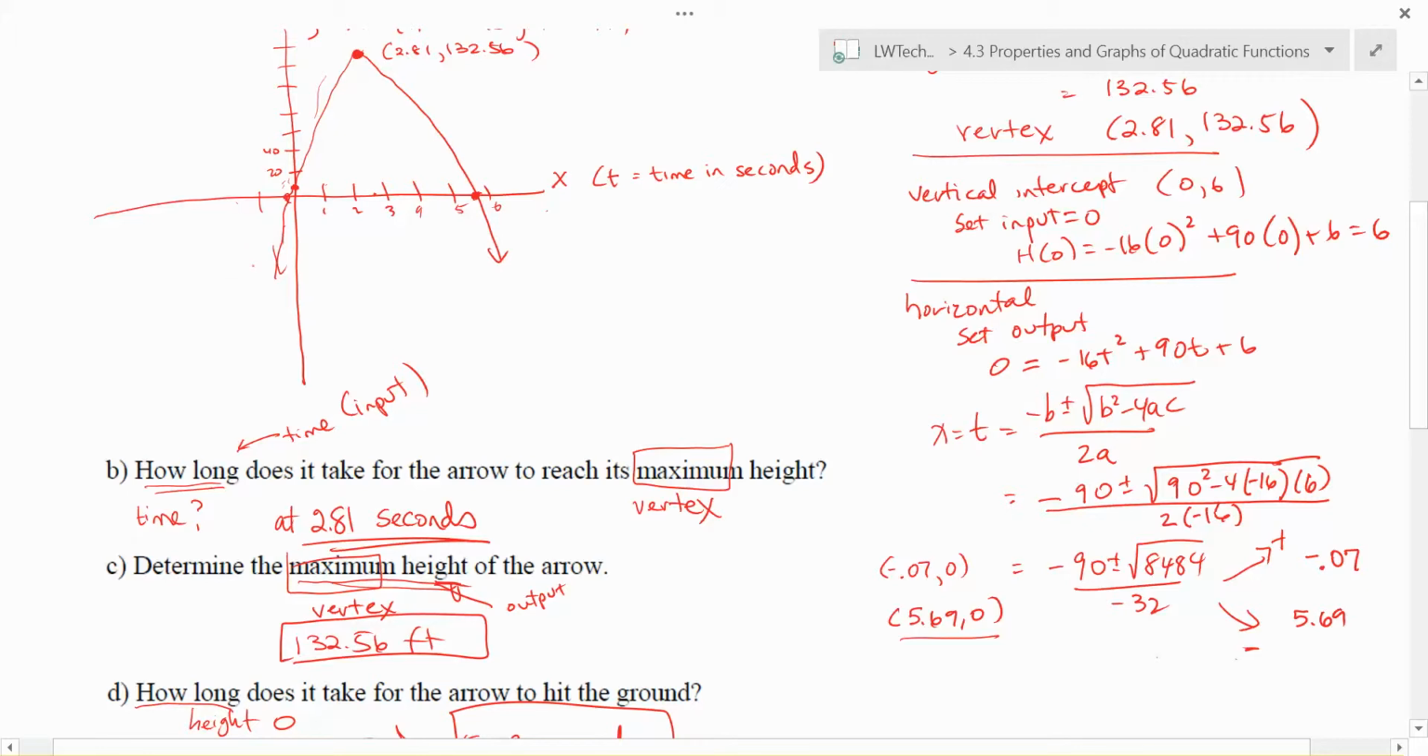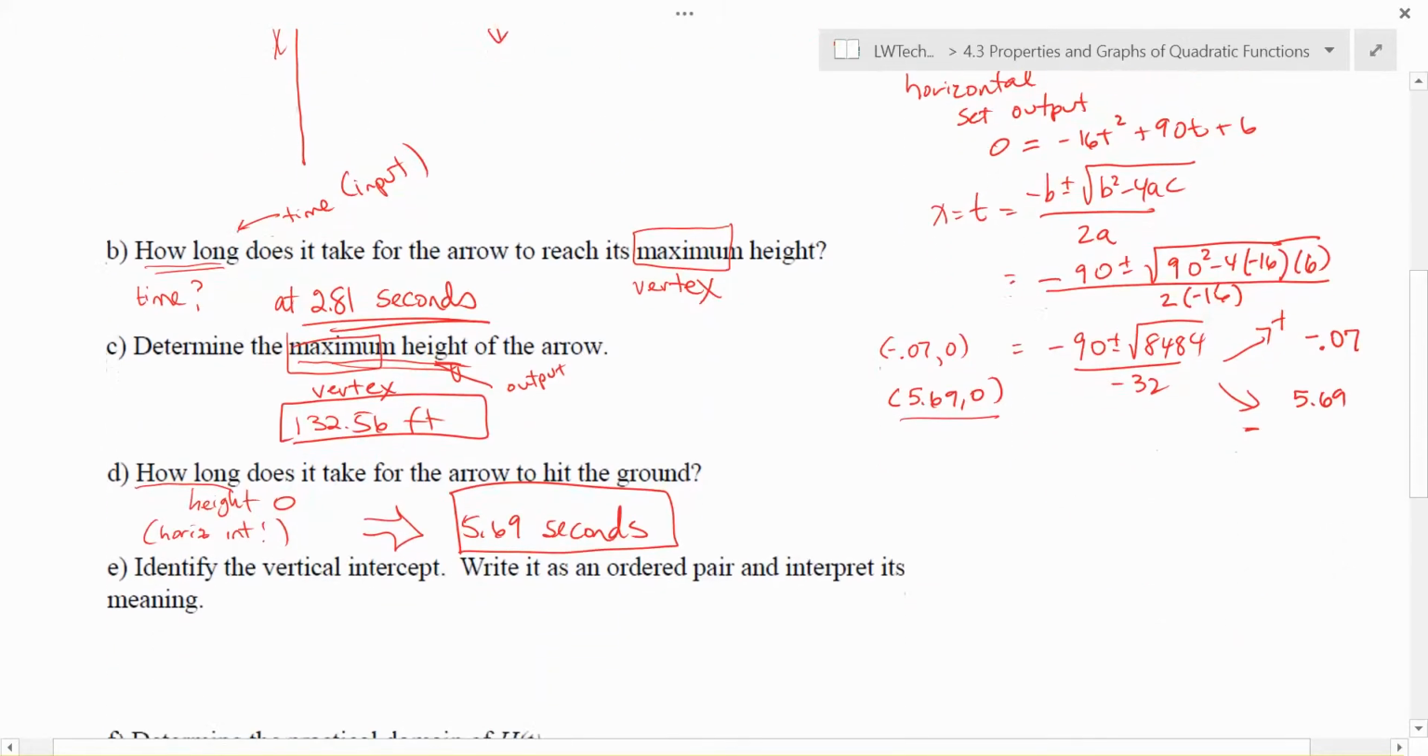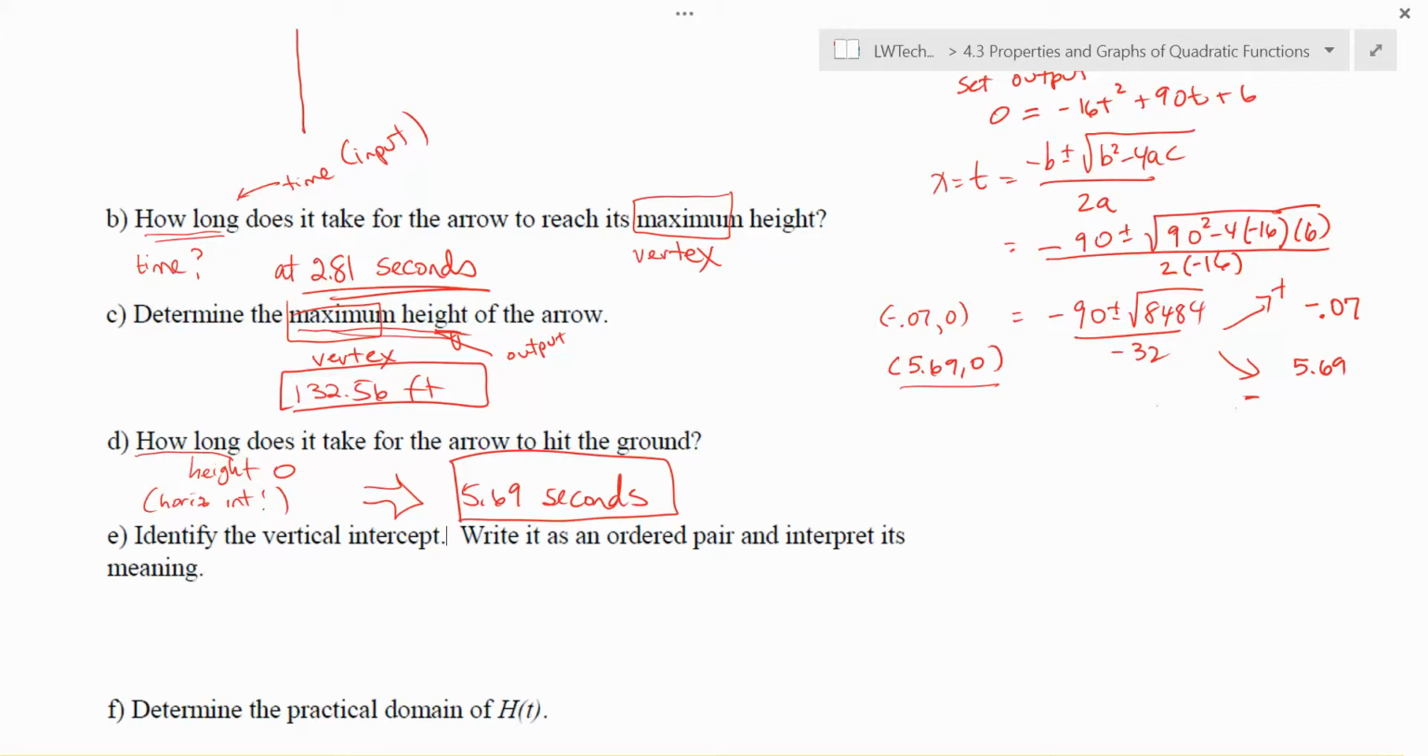Nothing really happened from a practical perspective before we started firing the arrow. So even though there was another horizontal intercept there, we're going to go ahead and ignore it because it's not a practical solution to the question that they're asking us in this problem, even though it's part of what the graph looks like.